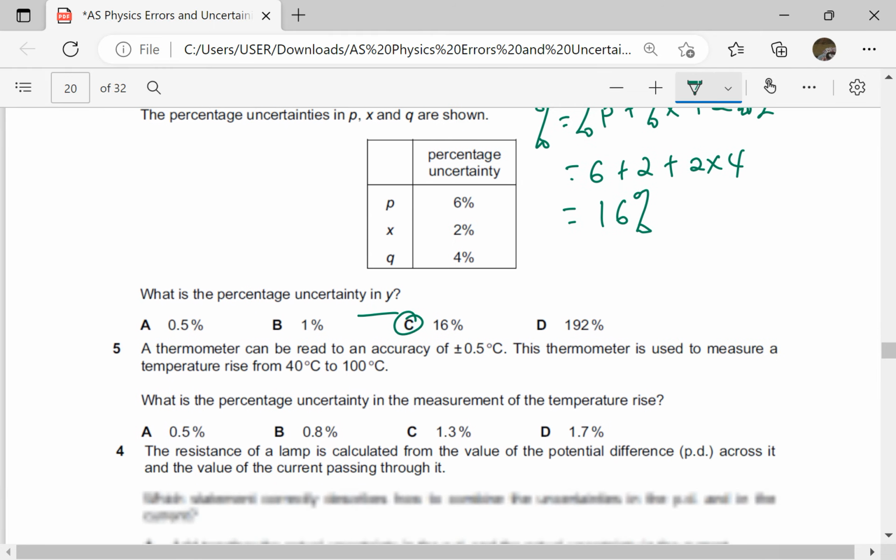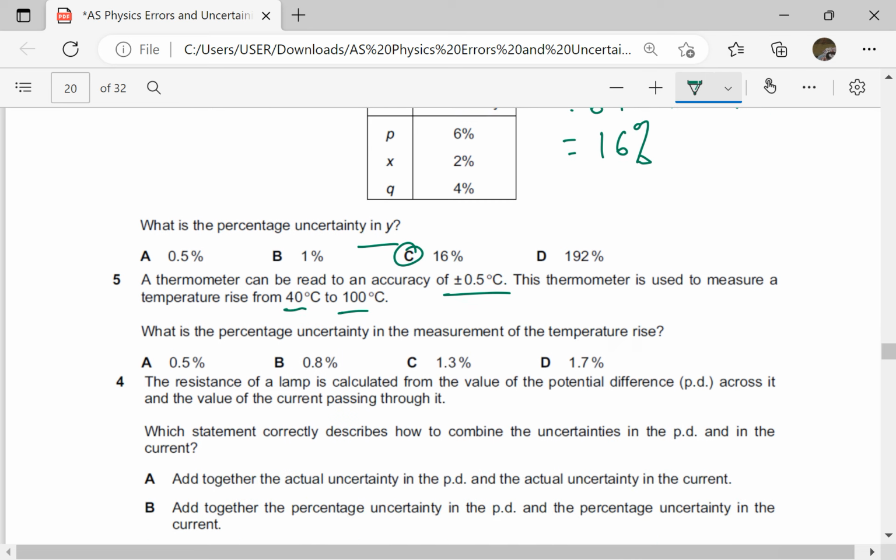C. A thermometer can be read to an accuracy of plus or minus 0.5 degrees Celsius. The thermometer is used to measure the temperature rise from 40 to 100 degrees Celsius. What is the percentage uncertainty in the measurement of the temperature rise? So let's first find the temperature rise. The temperature rise is going to be 100 minus 40, which is 60 degrees Celsius.